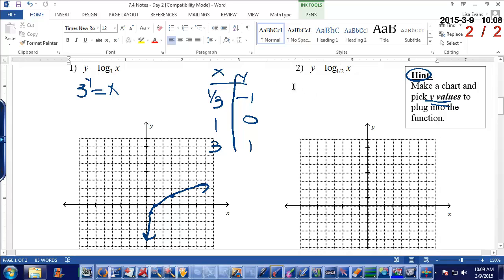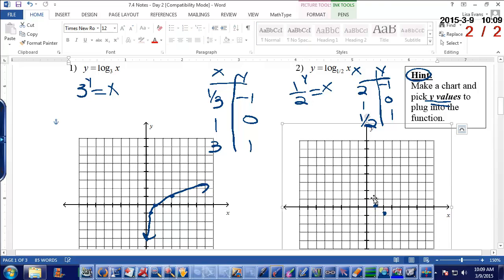So I'm going to change it to an exponential function. So we get 1/2 to the y equals x. Again, I'm going to go ahead and pick the same values for y, -1, 0, 1. Okay? 1/2 to the negative first is 2. 1/2 to the 0 is 1, and 1/2 to the first is 1/2. So this one, we go over 2, down 1, over 1, up 0, and over 1/2, up 1.